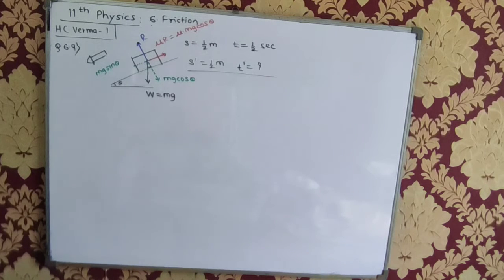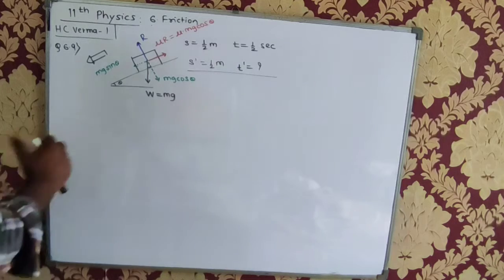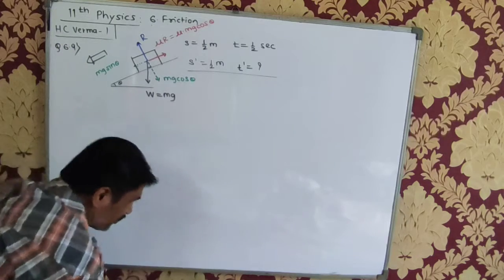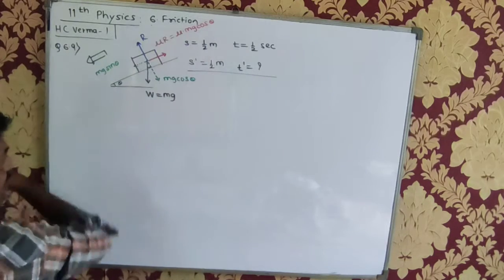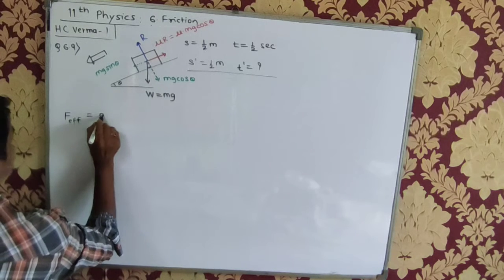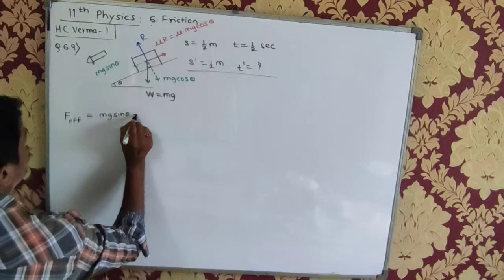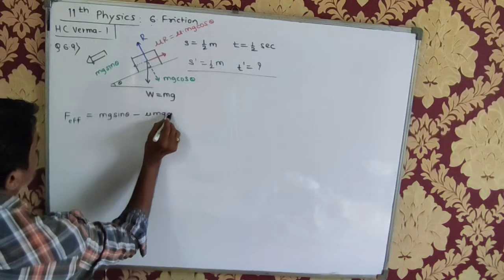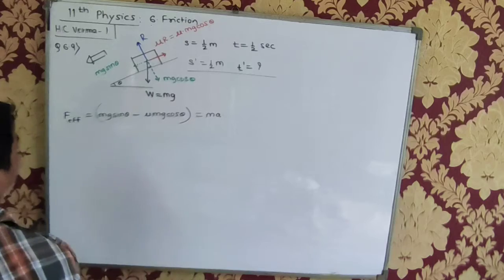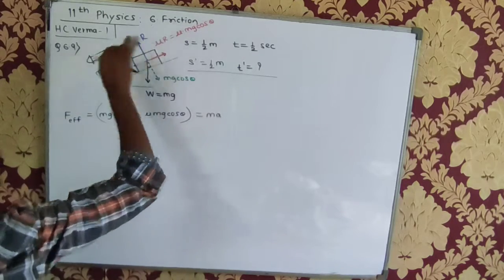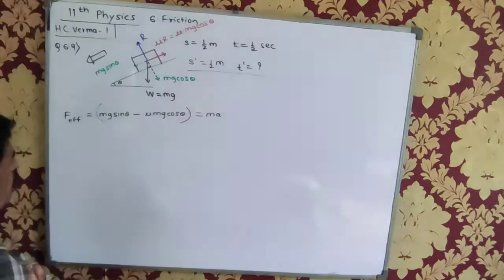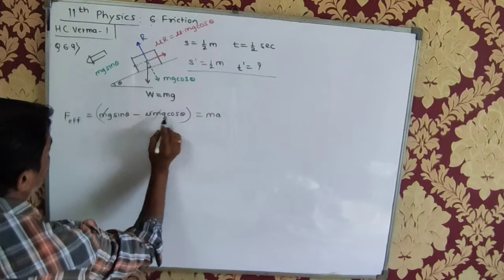From this free body diagram, what is the total or net force acting in the downward direction? Because this is more and this is less, the body is moving downward. Right. So F effective is equal to mg sin theta minus mu mg cos theta, and that F effective is equal to ma. So m gets cancelled here. It is not dependent on mass actually.